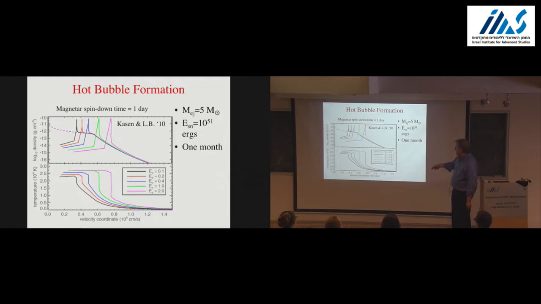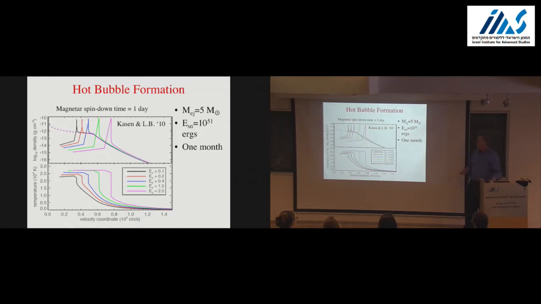Here's the almost no energy injection. So I'm increasing the temperature. And again, this is just the fact that I've shocked all this material. This is for an ejecta mass of 5 solar masses, an original supernova energy of 10 to the 51 ergs, and this is at 1 month. Okay? And this is a magnetar with a spin-down time of a day, but it's a power law. Okay?